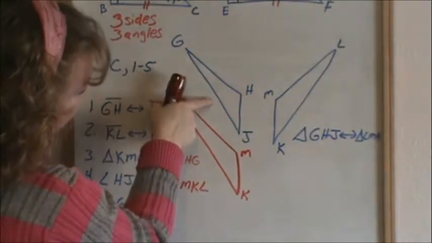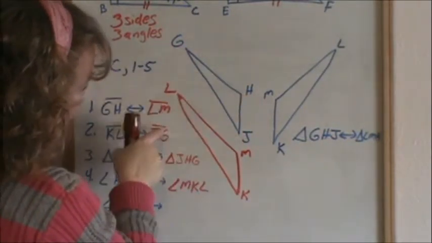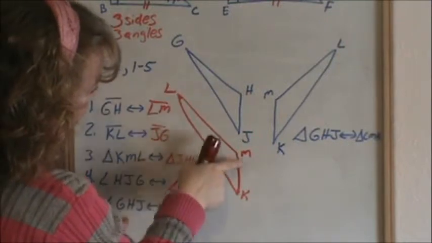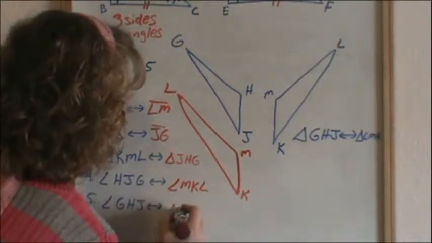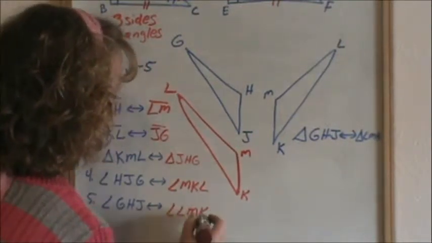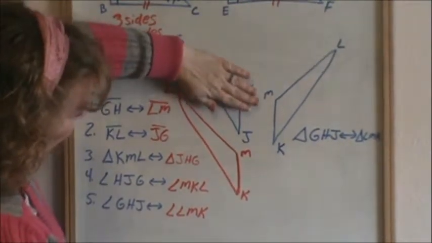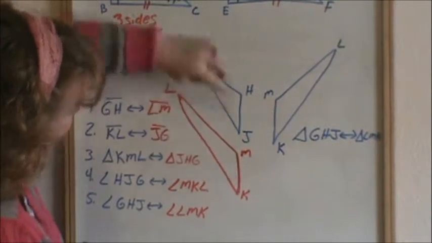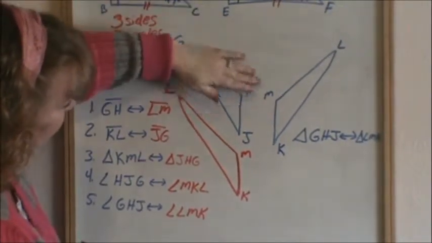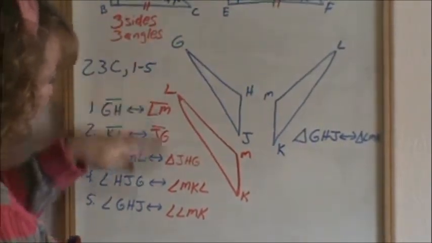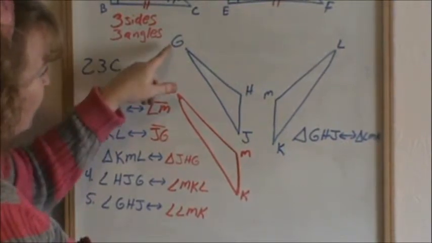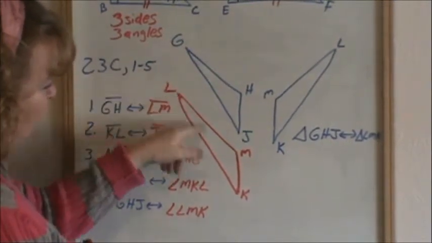So if we have angle GHJ in our first triangle, then we want to have LMK in our second one. The idea is to be able to take one triangle and lay it on top of the other one, and all your points and letters should match up, and you would say them in the same order for one triangle as for the second triangle.